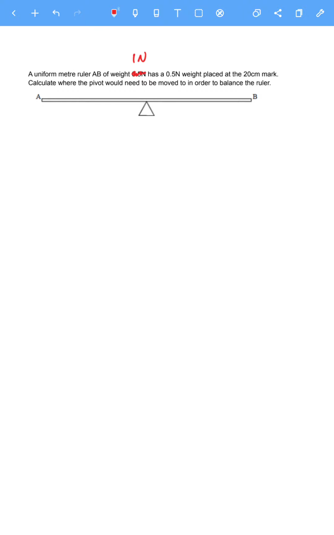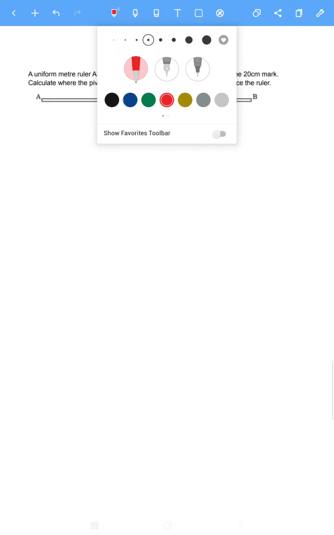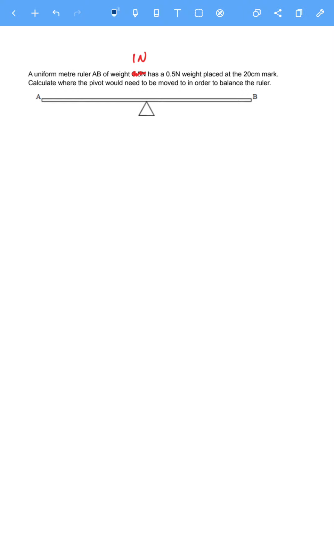Okay, so turn that back blue. We've got a uniform meter ruler AB of weight 1 newton, has a 0.5 newton weight placed at the 20 centimeter mark. Calculate where the pivot would need to be moved to in order to balance the ruler. So it's not a very straightforward one, it's quite a tricky one. So there's the ruler, I'm going to call that AB. And the pivot would actually be moved from its central position somewhere left.